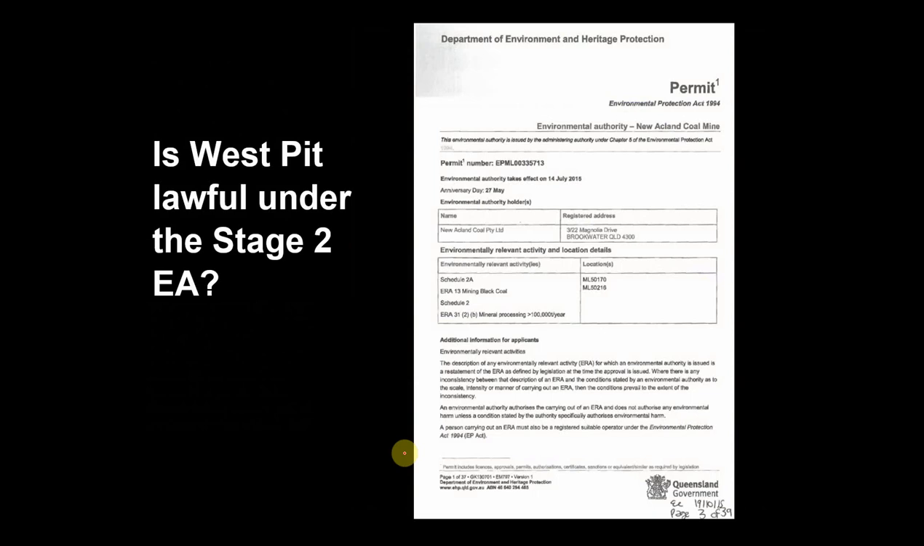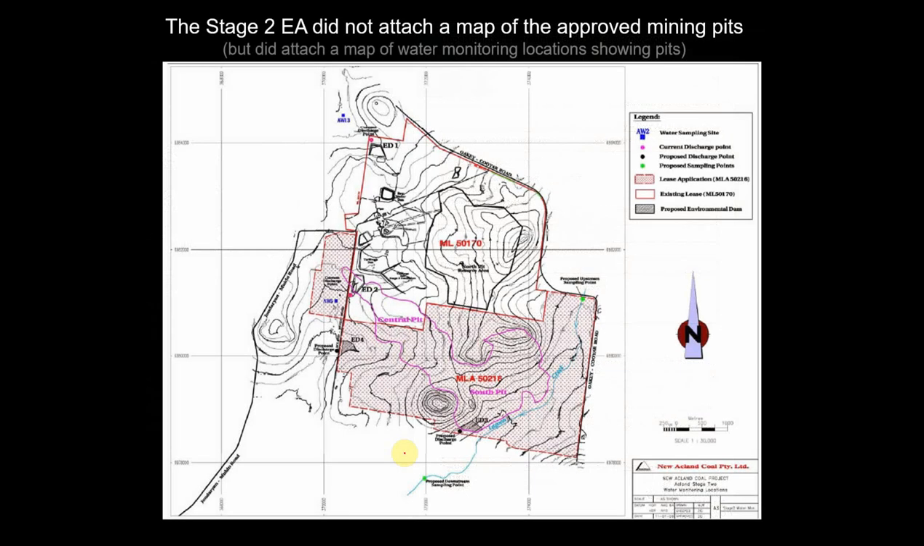The first thing that most regulators do is they take a plan for what has been applied for and they attach that plan to the approval and say, condition one normally says the development must be generally in accordance with the approved plan, and then the approved plan is attached. So you take what was applied for and you attach it as a condition, and then the approval is for that development. So crucially, the Department of Environment failed to do that in this case. It failed to attach a map that limited the footprint.